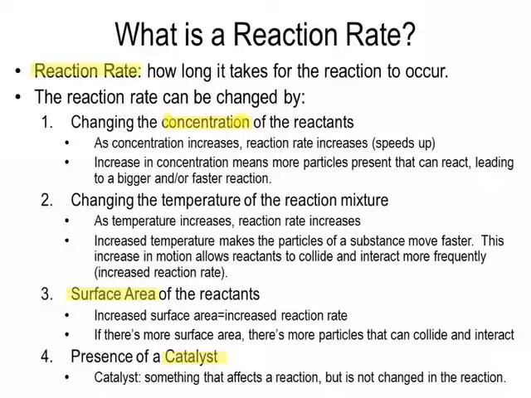Surface area of the reactants, so if you have a larger area where the reactants are, not a higher concentration, but just a more spread out area, there's more particles that can collide and the rate will increase. And the presence of a catalyst. A catalyst is something that speeds up the reaction. A great example of this in your body is an enzyme. They help you break down your food at a rate that keeps you alive. Without them, you wouldn't be able to survive. Digestion is a great example of a chemical reaction that occurs in your body all the time.